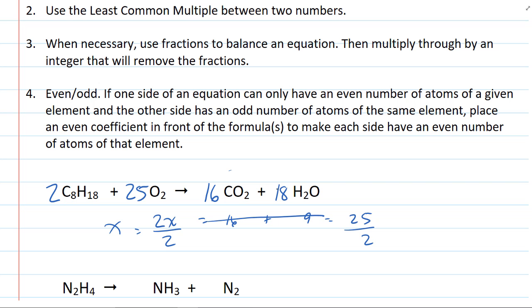What one should do once we get this is check to make sure that the balancing is correct. How many carbons are there here? 16. Over here we have 16. How many hydrogens here? 36. 18 times 2 is 36. How many oxygens here? 50. Right here we have 32 plus 18, and 32 plus 18 gives us 50.